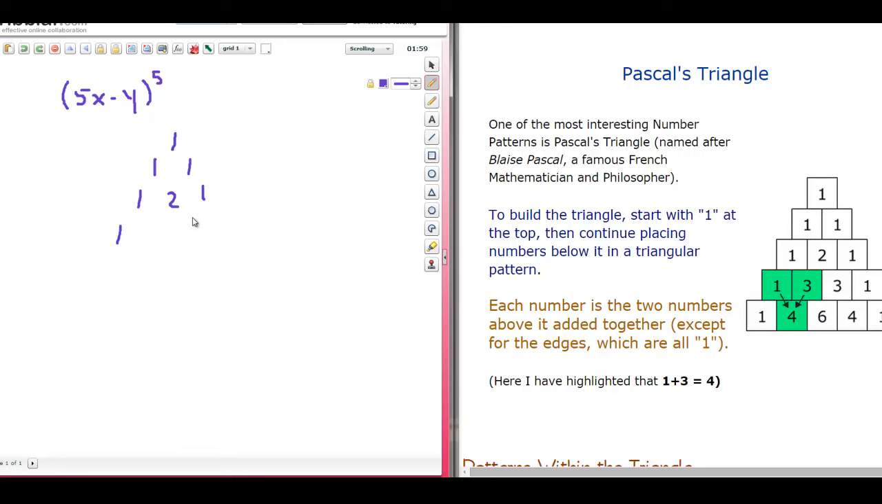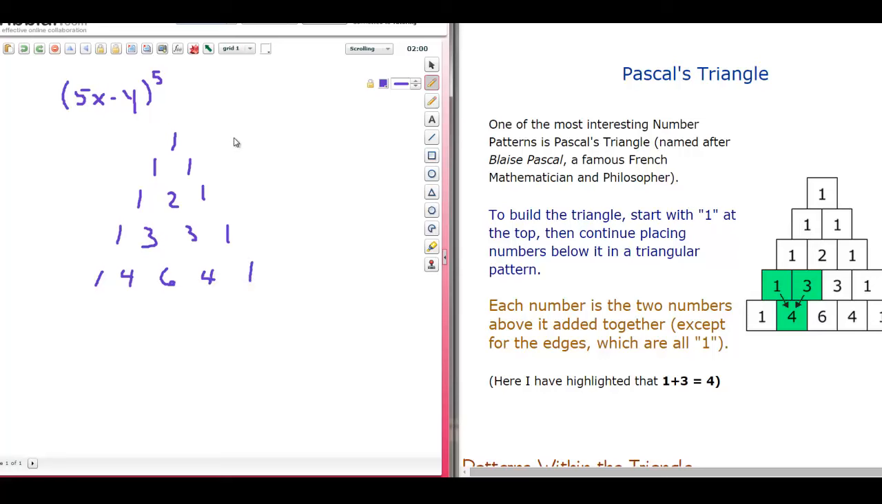And now the 1s again come down. Now I combine the 1 and 2 to get 3. 2 and 1 to get 3. And the 1 comes down. Again, 1 comes down because you can't combine with anything on the outside. 1 and 3 gives you 4. 3 and 3 gives you 6. 3 and 1 gives you 4. And bring down the 1 again here.